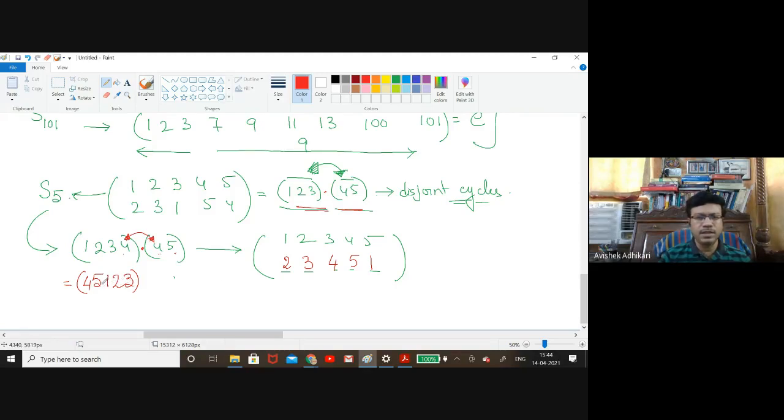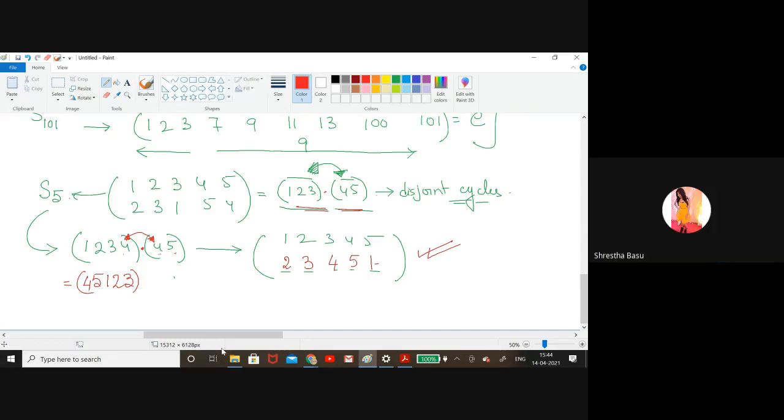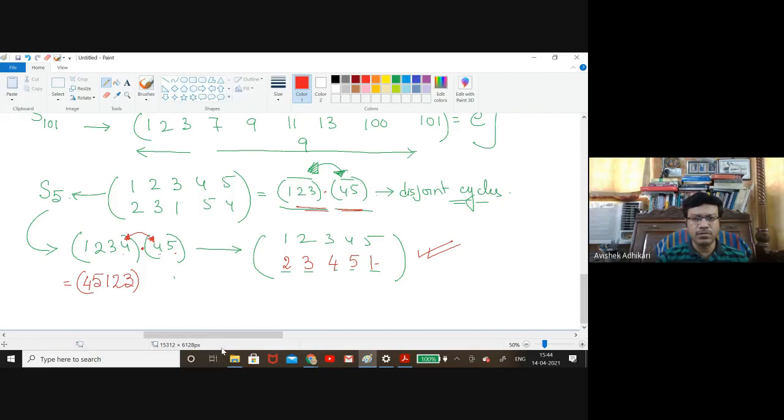That means if you write it this way, 4 goes to 5, it's correct. Then 5 goes to 1, it's correct. Then 1 goes to 2, it's correct. Then 2 goes to 3 is correct. And then 3 goes to 4, it's correct. Now we understood? Any question, any doubt you have? In competitive exams, you will certainly expect a few questions from Sn. I am giving you the basic, most important results from Sn.